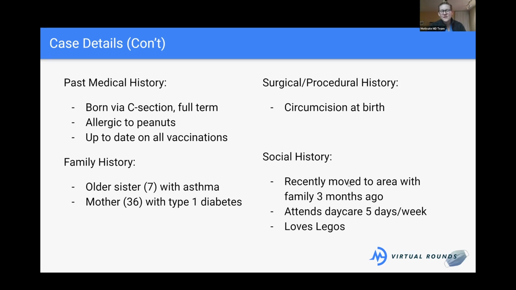And for his social history, their family recently moved to the area about 3 months ago. He attends a daycare 5 days a week. So probably around a lot of other kids who get each other sick very frequently. And then he also loves Legos, maybe something to bond with him over, and possibly a thing to consider that if he did have a history of playing with really small objects, there's a chance that he could have choked on one and aspirated. So any piece of information you can get from the patient, I think is valuable in some way.